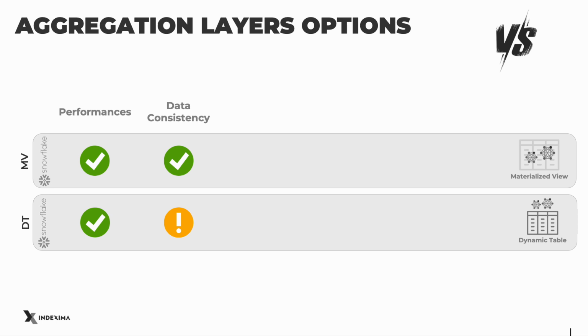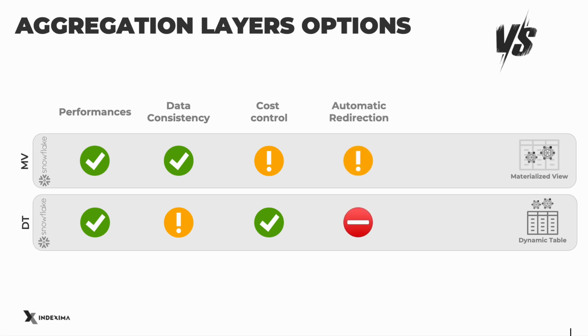Cost control. We've just talked about cost control, which is very difficult to predict on the MV side, very easy to control on the DT side, thanks in particular to this target lag parameter. Automatic redirection, that is mandatory, to automatically accelerate queries without rewriting your boards. On the MV side, the promise is there, but the implementation is not yet there. On the DT side, there's no such thing as automatic redirection. And finally, we've just been talking about restrictions, SQL limitations.